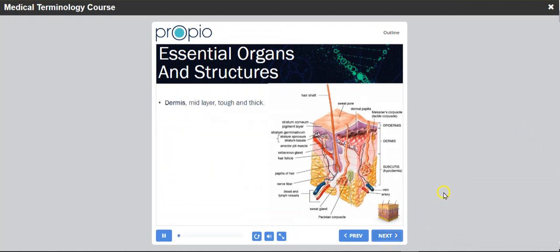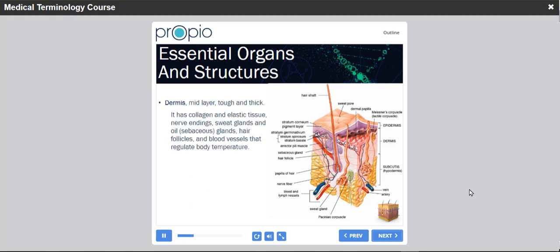The next layer is dermis, or mid-layer, tough and thick. It has collagen and elastic tissue, nerve endings, sweat glands, and oil, sebaceous glands, hair follicles, and blood vessels that regulate body temperature. Hypodermis, the fat layer. It varies in thickness. It helps to insulate the body from heat and cold.